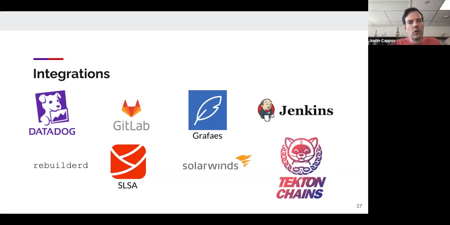used in lots of places: SolarWinds, Datadog, Grafeas, which is a Google project, Jenkins, GitLab, and so on. It's being pushed a lot by, I don't know if you've heard of Sigstore and the efforts behind it, but it's pushed and used a lot in Sigstore, which both Microsoft and Google are really pushing hard.